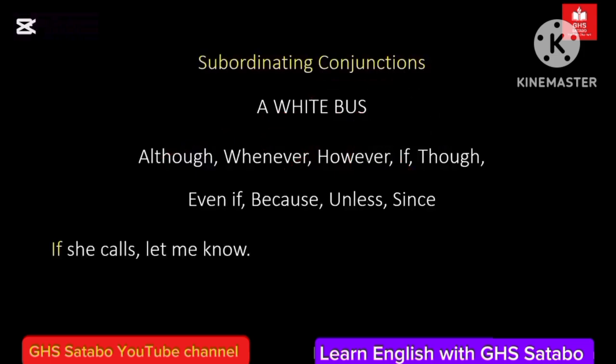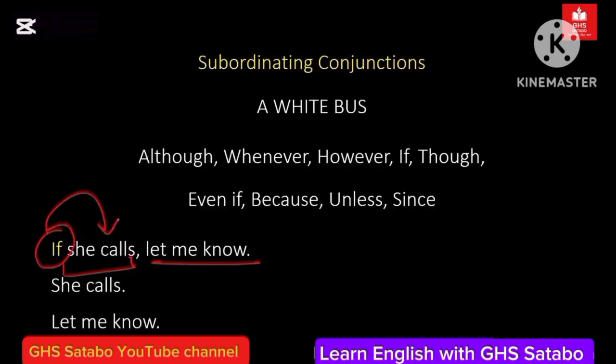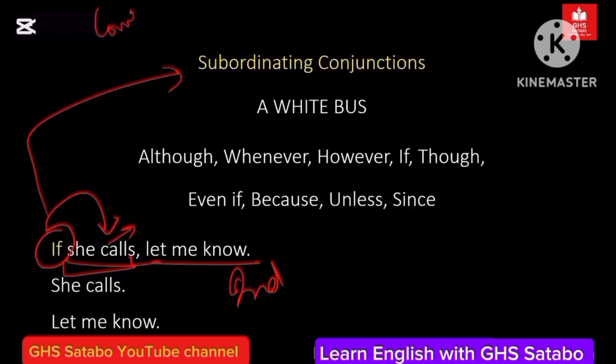Let's look into an example. If she calls, let me know. Again, let's segregate into two parts. "She calls" is one clause, "let me know" is one clause, but there is a conjunction at the start of the sentence, and that conjunction is known as a subordinating conjunction. So "she calls" needs another clause to make complete sense. "Let me know" holds good, and hence this is an independent clause and the other is a dependent clause. Together with the use of a subordinating conjunction, we form our complex sentences.